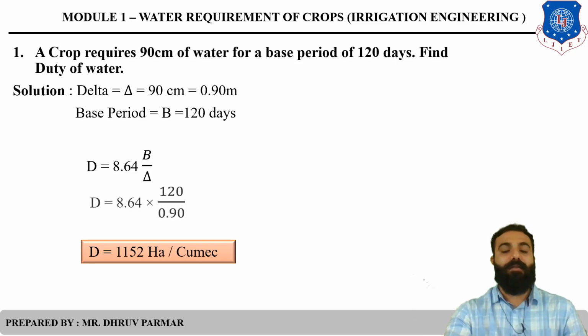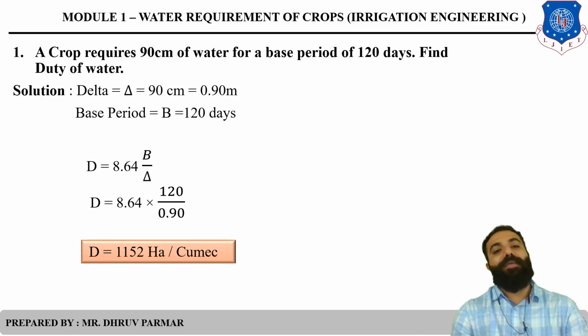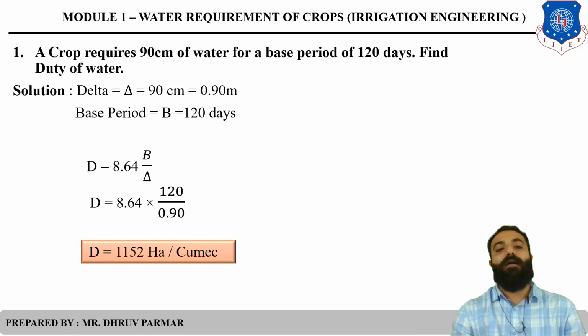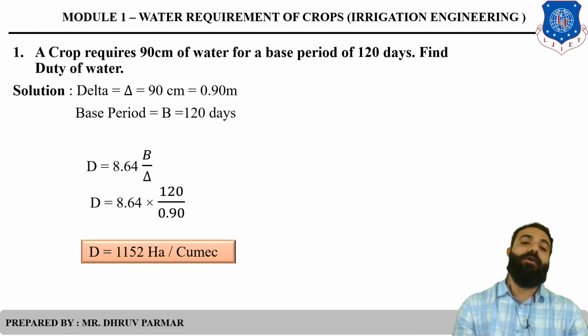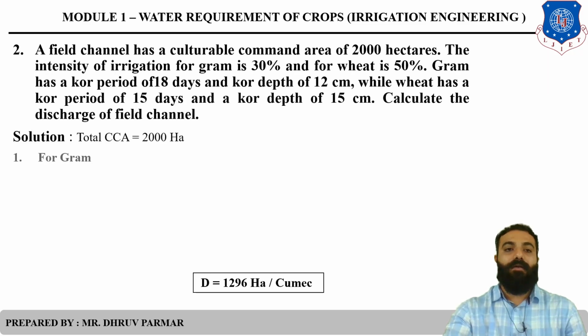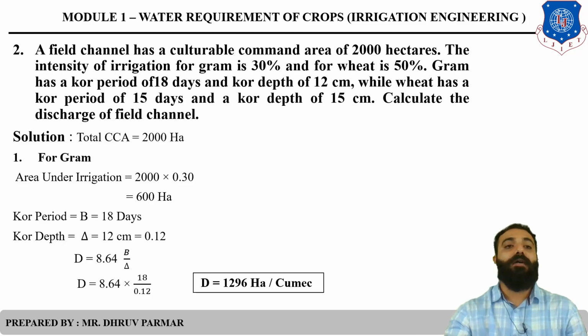The first example: a crop requires 90 centimeters of water for a base period of 120 days. Find out the duty of water. So we have delta and base period, and we have the formula between the duty and delta. We can say D equals 8.64 B by delta. Clear? So B is equal to 120 and delta is equal to 90 centimeters. We convert into meters, so we get 0.90. So we get the duty equal to 1152 hectare per cumec. Clear? And the same formula applies for the field.